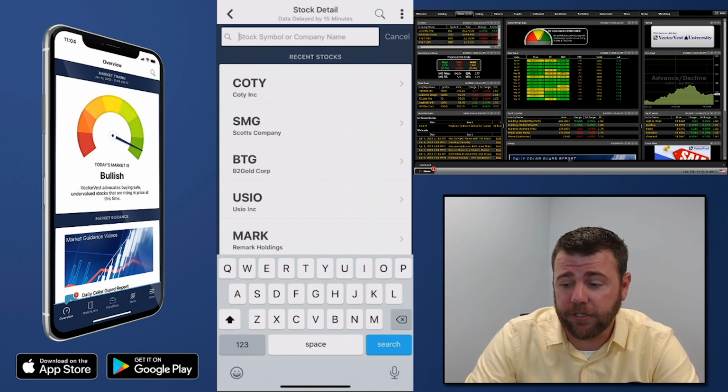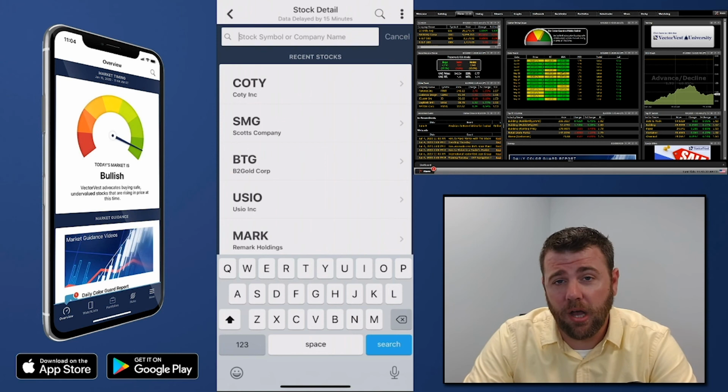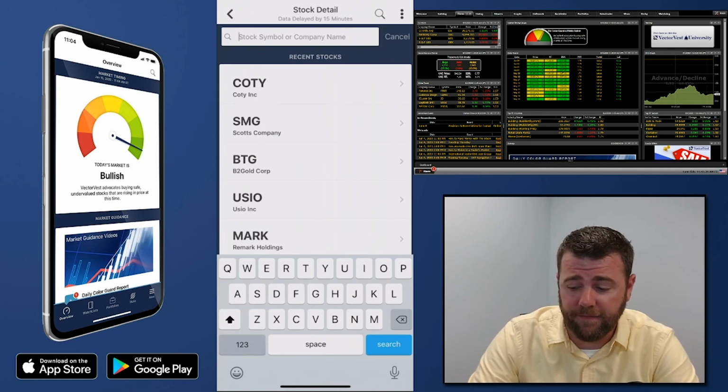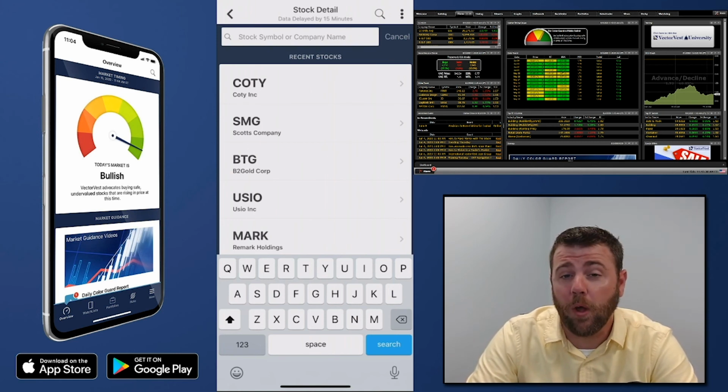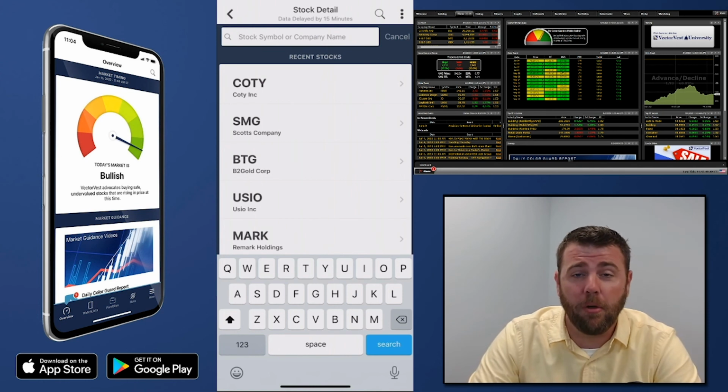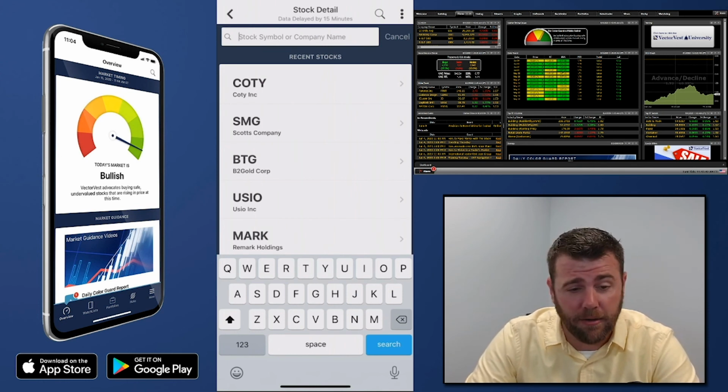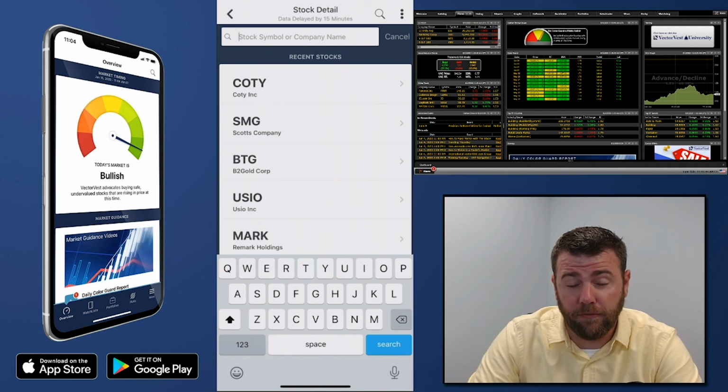Make sure to take advantage of the free one-on-one coaching. They'll cover everything you need to know in a very simplistic manner so you don't feel overwhelmed by it, to help you get the most out of your VectorVest right out of the gate, especially if you're new to VectorVest in general or just new to investing.